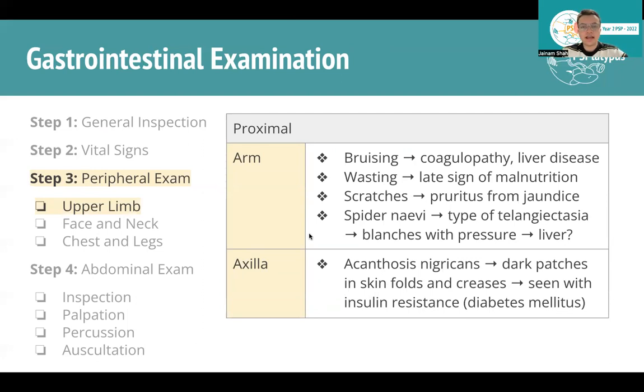When you look at the axilla, you can have a sign called acanthosis nigricans, which is, again, if you have a look at a picture, you may have seen this in patients before who have diabetes.